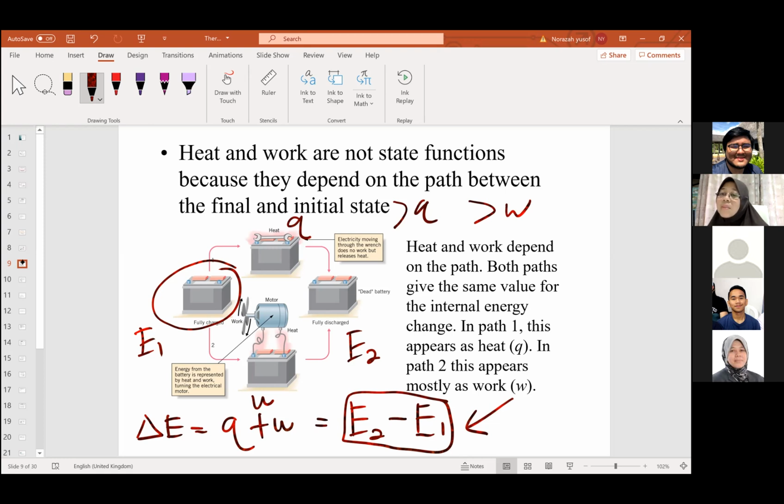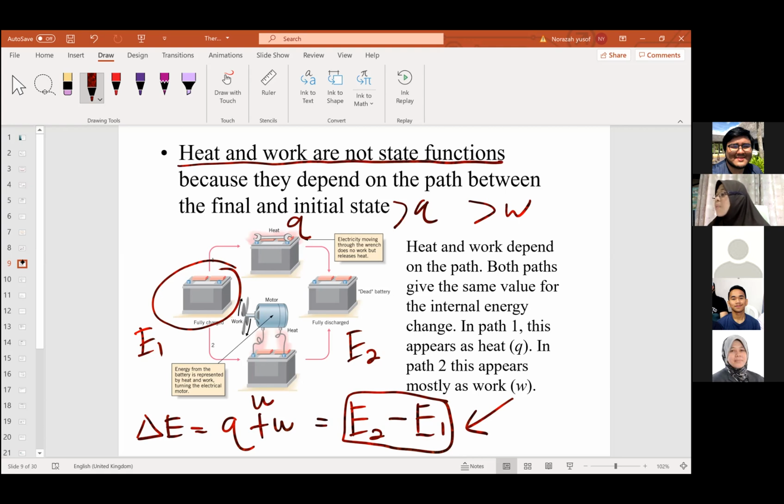What is important for internal energy is the difference. So you might have more Q, you might have more W. So this is what we call a state function. So heat and work are not state functions. They depend on the path between the final and initial state.